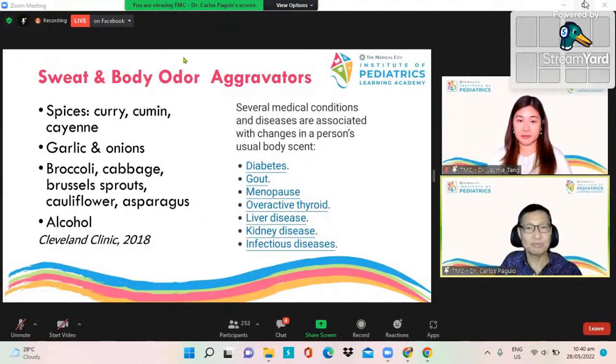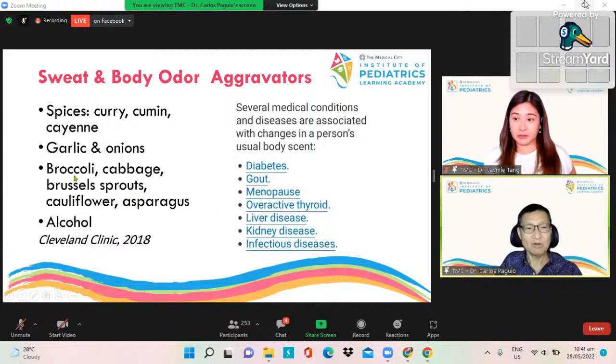Okay, so these are the things we avoid, the sweat and body odor aggravators. You can see here the spices. There are certain populations of individuals who love spices, so you know that. And also those who love sautéed food, ginisa, garlic and onions.